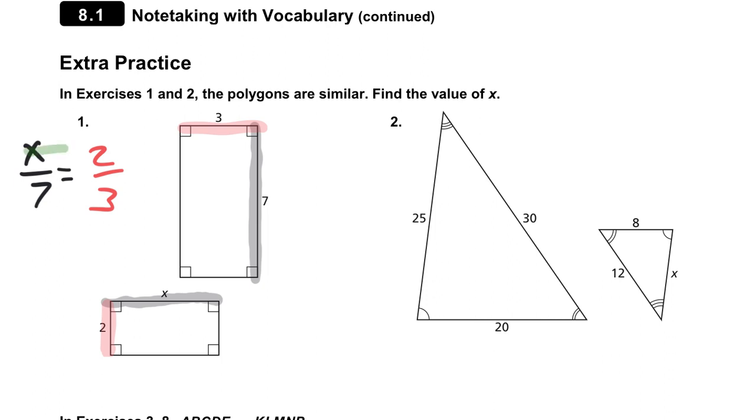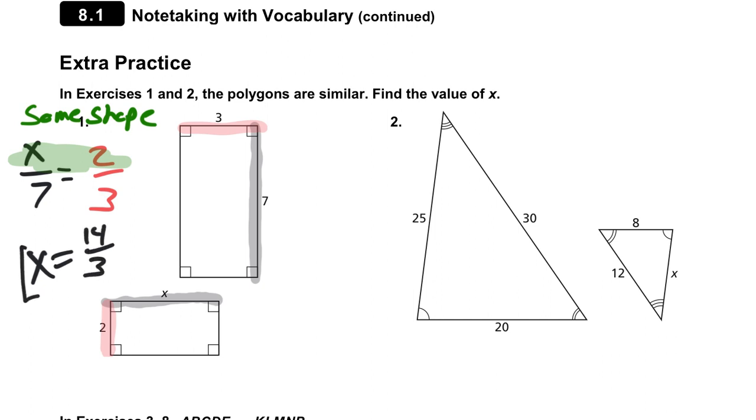Notice what I have here is I'm going to put the same shape in the numerator and the same shape in the denominator, and one fraction is showing the corresponding parts. Now to solve this, we have a simple one-step equation. Multiply both sides by 7 here, and I get that x equals 14 thirds. Now, depending on how you have these set up, we can do some other cross multiplying. I will typically like to have my x on top. I'm going to show you what happens if you put your x on the bottom.